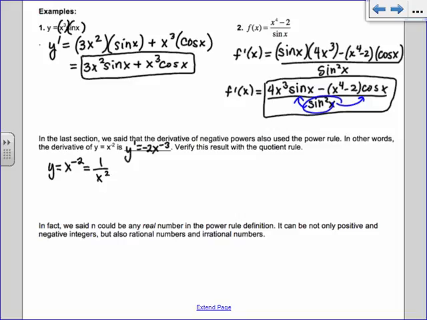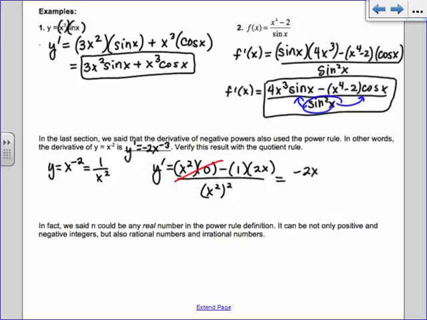If you had a problem like this on your homework, I would use the power rule. I would just take the negative 2 to the front and then do x to the negative 3. It's so much easier. But it works with the quotient rule. So I would do low d high, the derivative of 1 is 0, minus high d low, all over the square of what's below. And the x squared times 0 goes away because it's just 0. So I get negative 2x over x to the 4th, which reduces down to negative 2 over x cubed. Is that what this is? Yep, same thing. Negative 2 times x to the negative 3 is just negative 2 over x cubed.